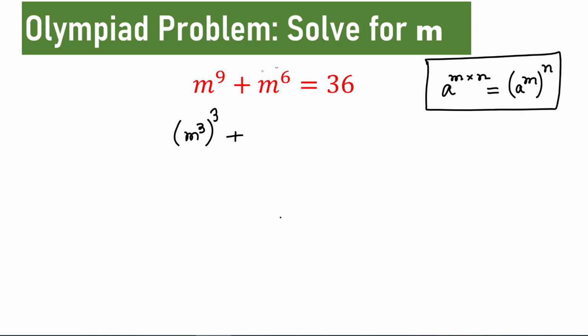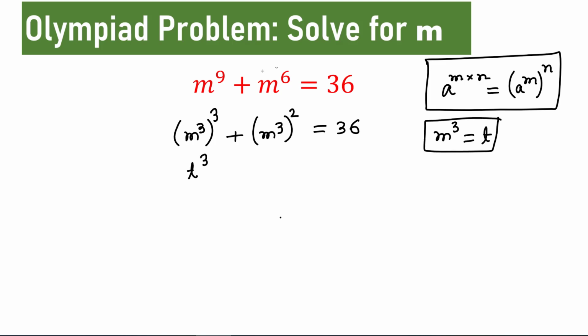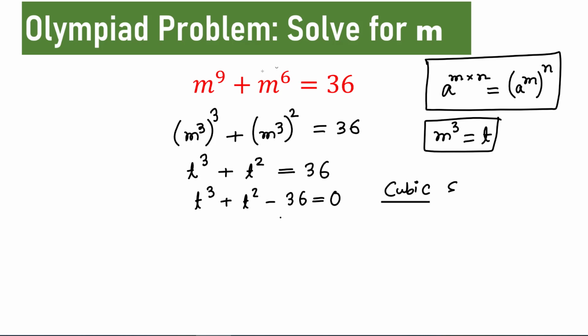So we can write m raised to the power 3 and raised to the power 2, and this is equal to 36. Now we have m raised to the power 3, so what we can do is substitute m cube equals t. If you do this substitution, this becomes t cube plus t square equals 36, or you can take this 36 to this side, so this will be t cube plus t square minus 36 equals 0. So this is a cubic equation.